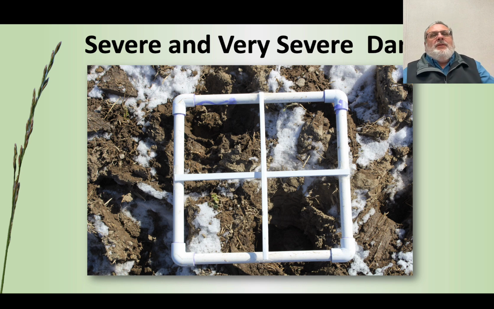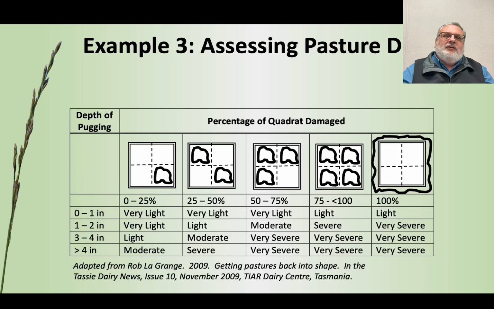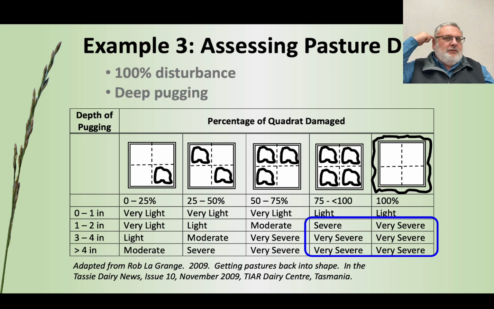Okay, let's talk about the last category, and that's severe and very severe damage. And that's when we have nearly 100% soil disturbance and deep pugging. And that's going to put us down here in this part of the table where we have severe and very severe damage in that pasture.